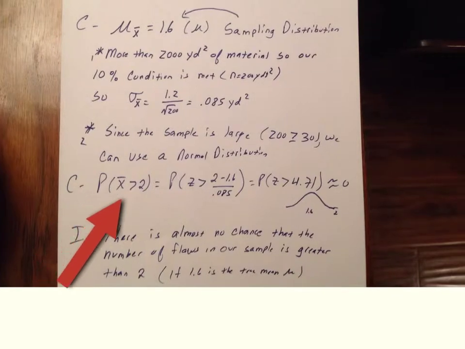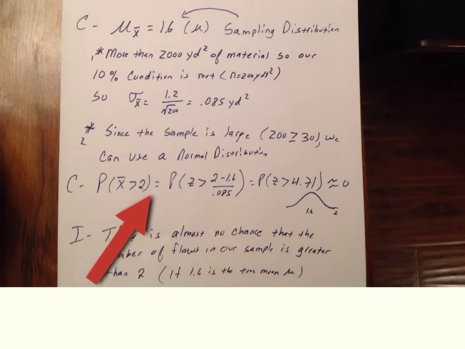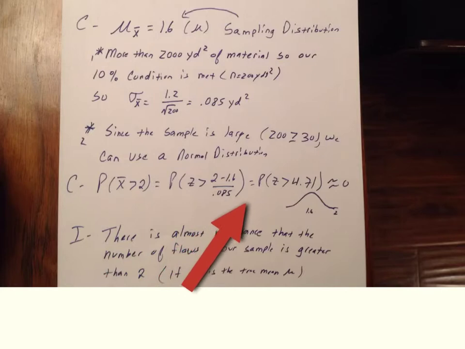Remember to show your work when you do calculations. The probability that x bar, the mean, is greater than 2 is equal to the probability that Z is greater than (2 minus 1.6) over the standard deviation of 0.085. Notice the giant Z value, so it's essentially 0. We won't say 0, but essentially 0. And there's a picture with the numbers on it.